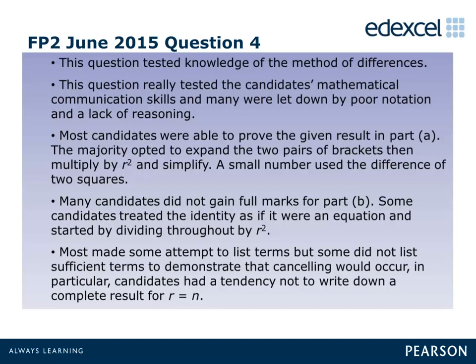The majority opted to expand the 2 pairs of brackets first, and then either multiply by r squared or simplify. A small number used the difference of 2 squares.